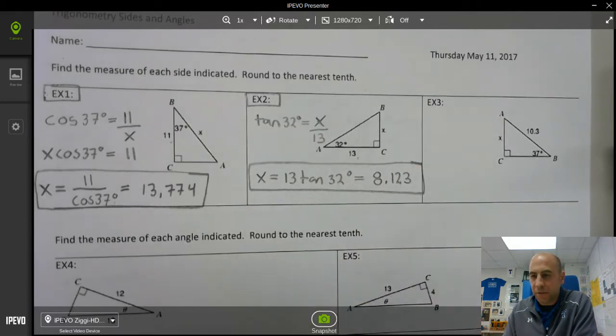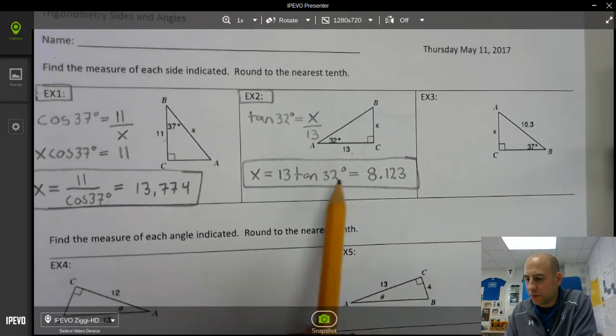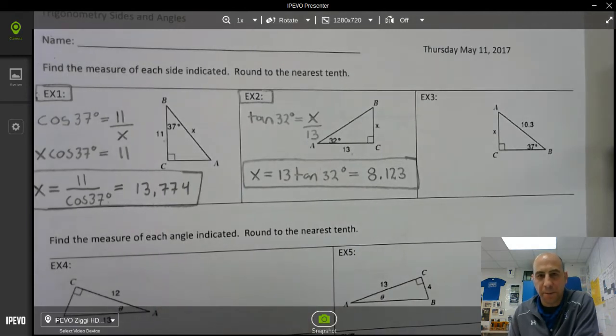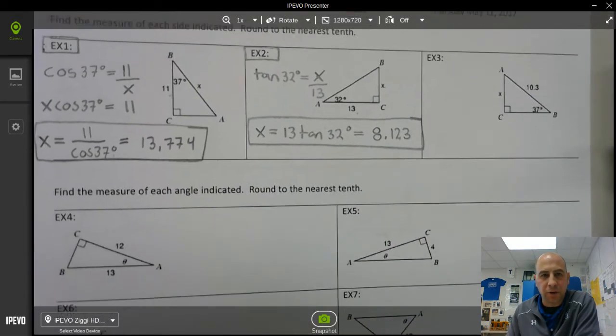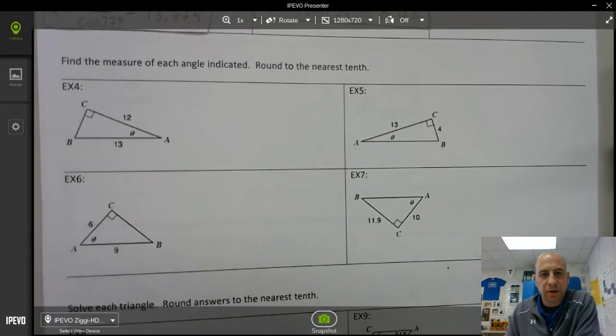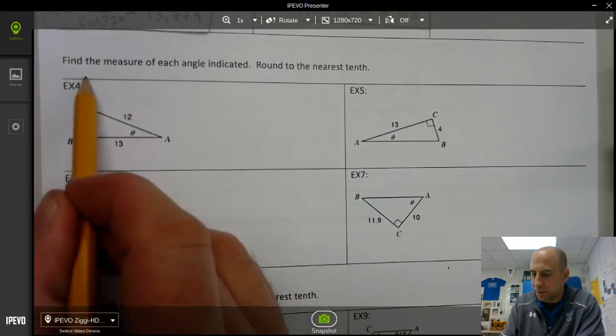I'm going to have you try example 3 in class on your own tomorrow, and then we can talk about it and go over it. And if I need to, I can go over those examples again, okay? Let's take a look at examples 4 and 5.